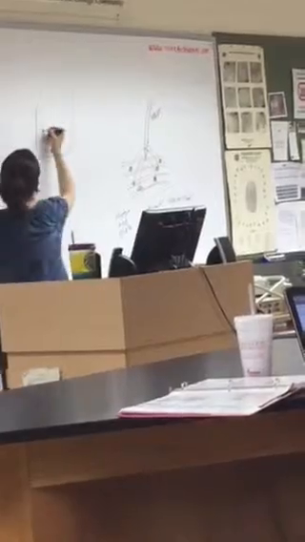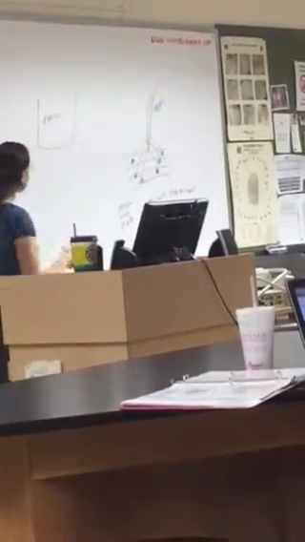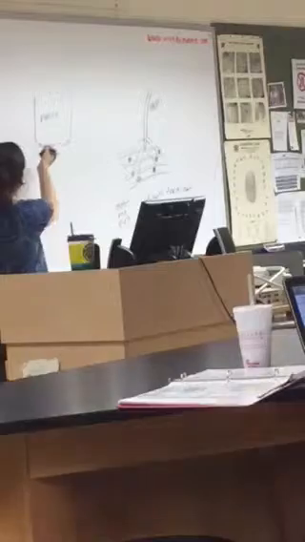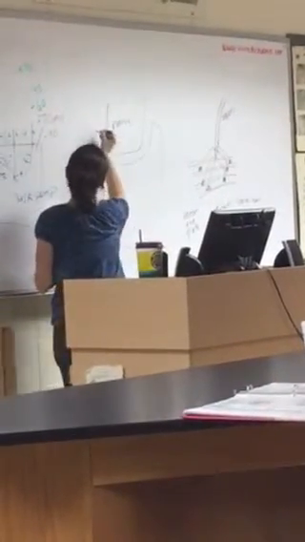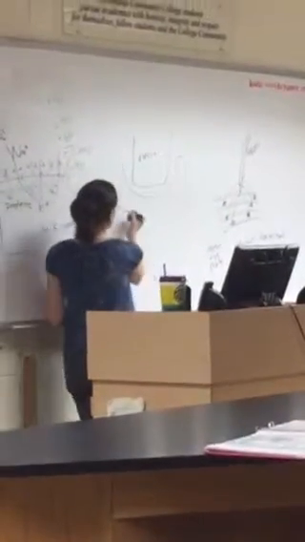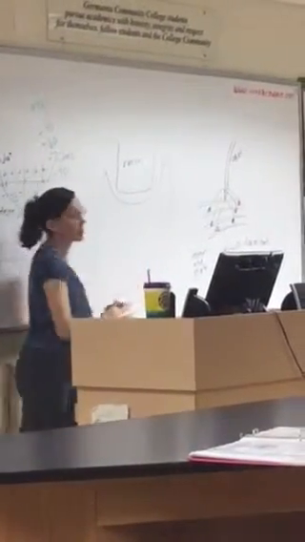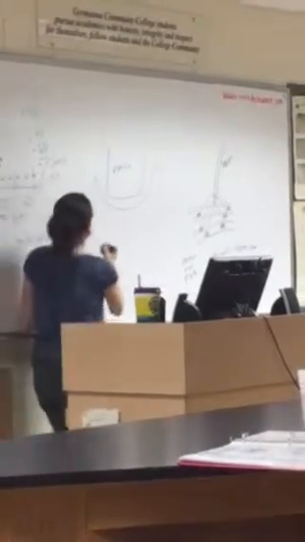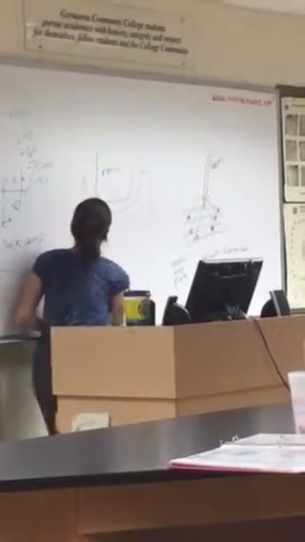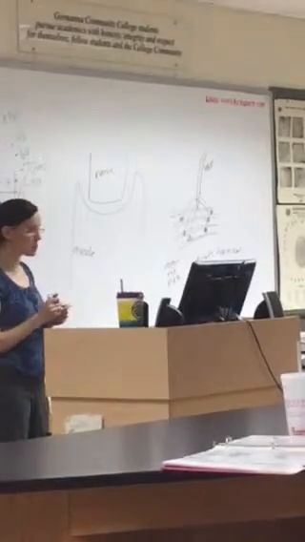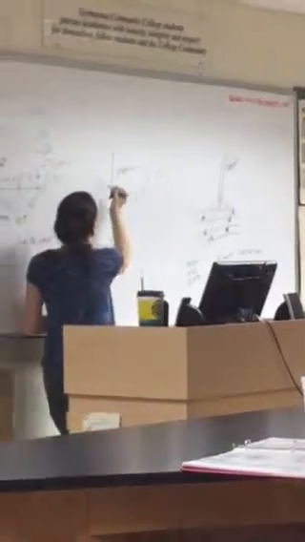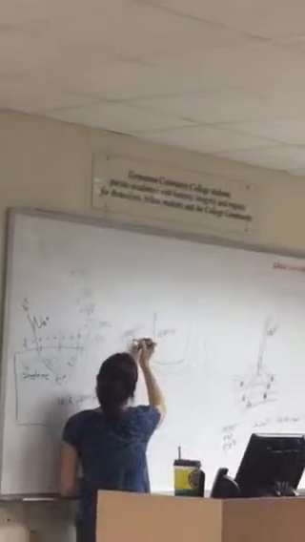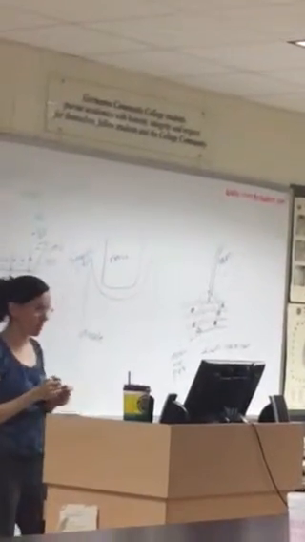So here's the nerve. Synaptic terminal, axon terminal, whatever we want to call it. And then here is the muscle. So this kind of U shape here would be that motor end plate. And they're not touching. So this space in between the two is called the synaptic cleft. That's the space, the synaptic cleft.